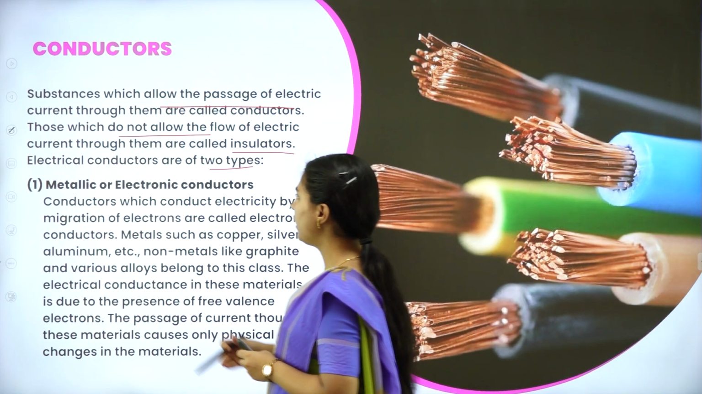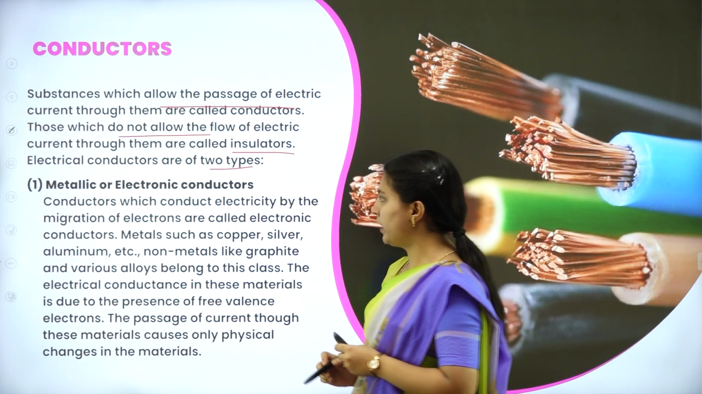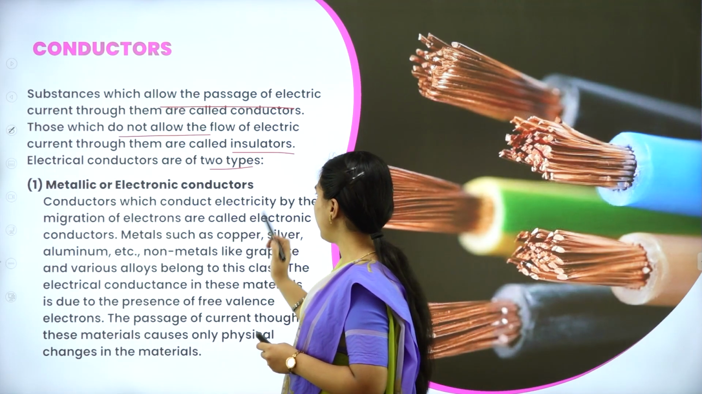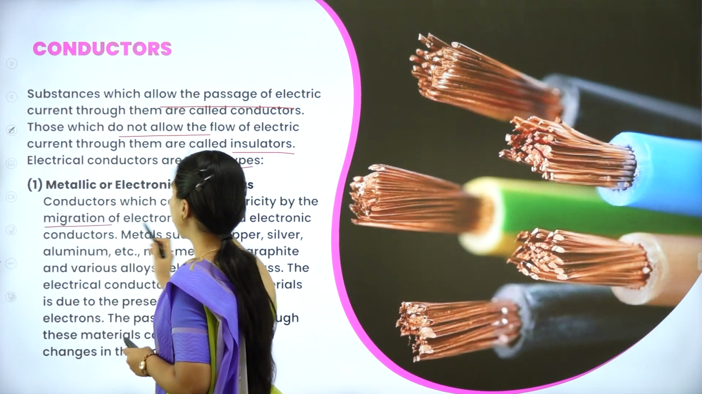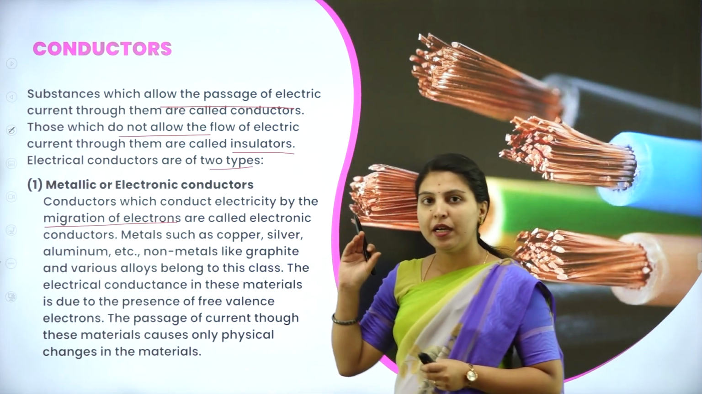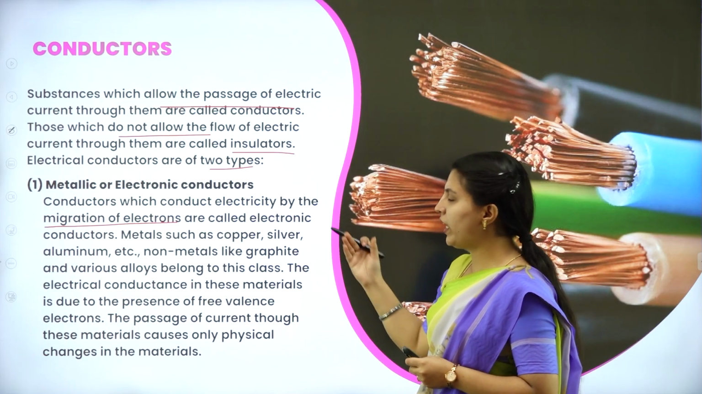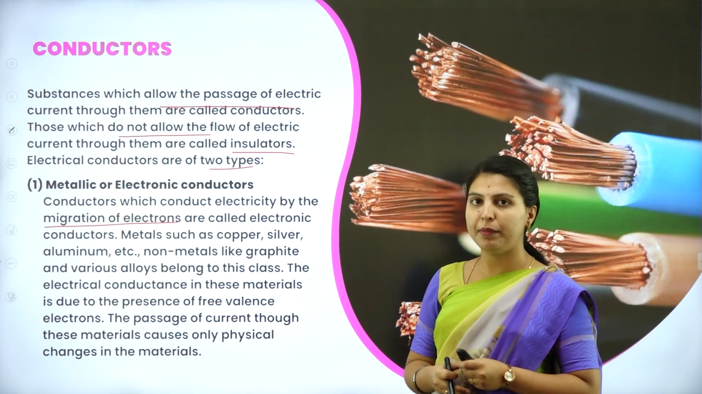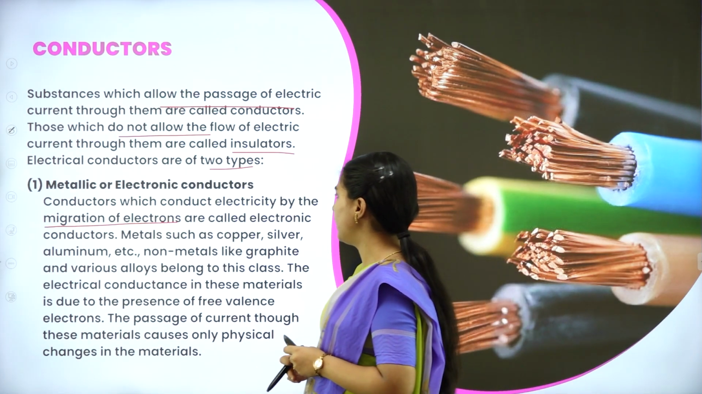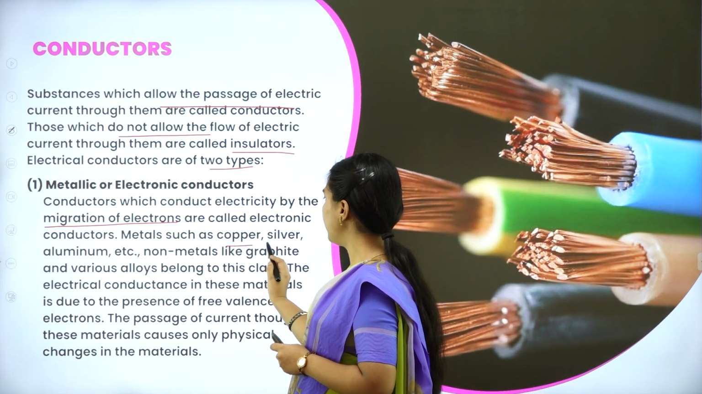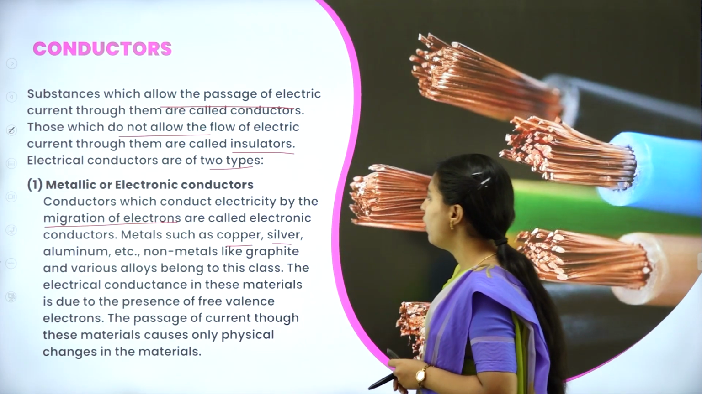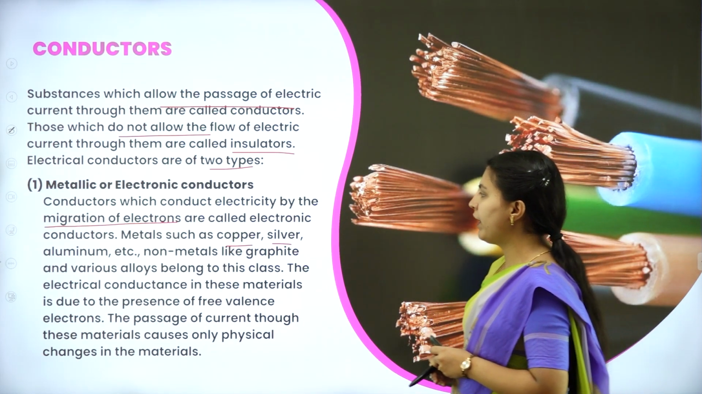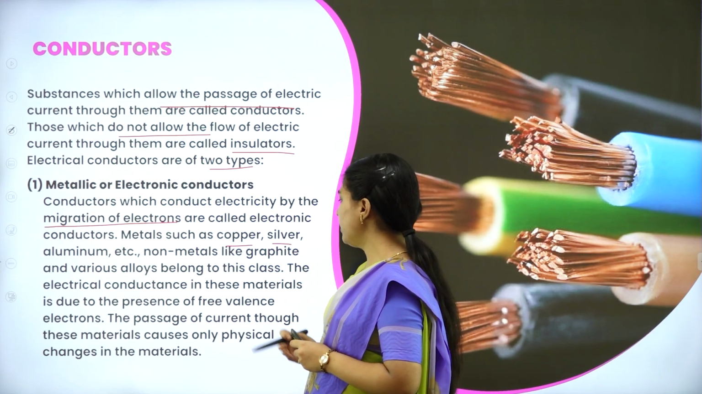First we will see what metallic or electronic conductors are. Conductors which conduct electricity by the migration of electrons are called metallic or electronic conductors. Metals such as copper, silver, aluminium, etc., and non-metals like graphite and various alloys belong to this class.